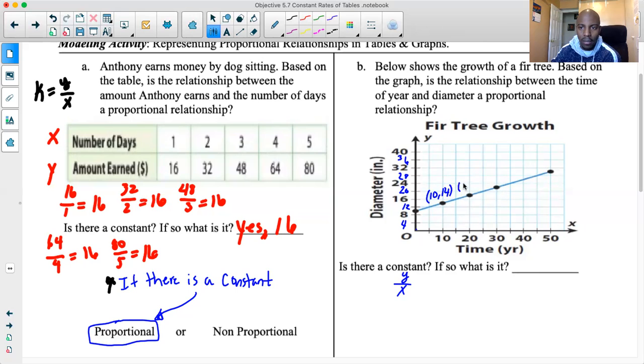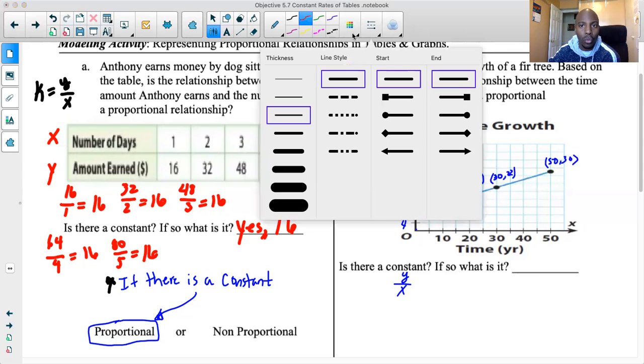This has got to be 20, comma, it's right here between 16 and 20, which means it's 18. This point here is 30, comma, between 20 and 24, that's 22. And finally, this last point here is 50, comma, 30. Okay, these are all my points.